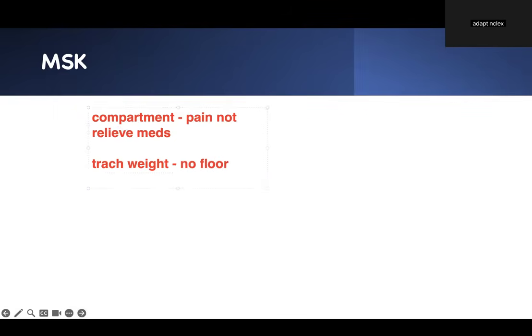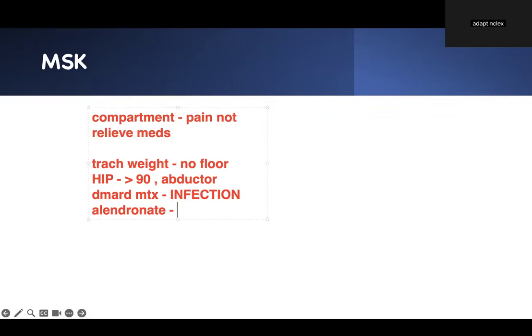Post-op patient, hip replacement. You worry about what? Dislocation. So your leg should not go more than 90 degrees. That's bad. And then you should use an abductor wedge to keep the legs apart. When you're on DMARD, that's methotrexate, infection. Watch for what? Neutropenic precaution. If they're taking alendronate, what is that? Take it on an empty stomach, upright in the morning, right?